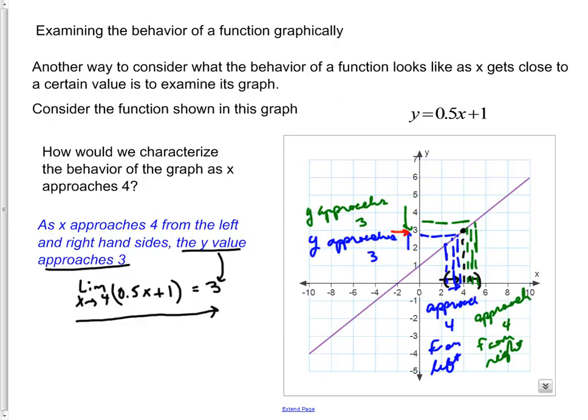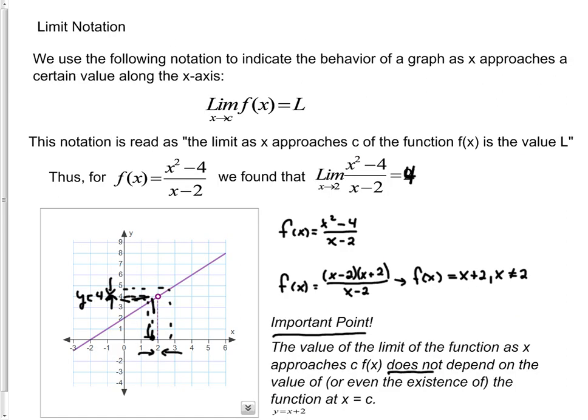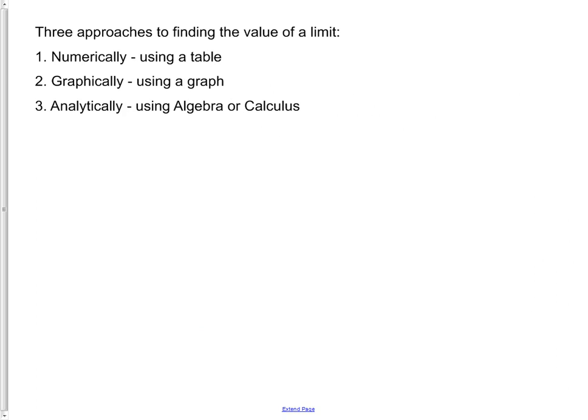The other method was graphically. Graphically, we examine the way that the function behaves as x gets close to 4, and we see that the y values tend to agree with the idea that the graph acts like it's going to y equals 4. And that's encapsulated in our limit notation. The third way that we're going to get used to is analytically.